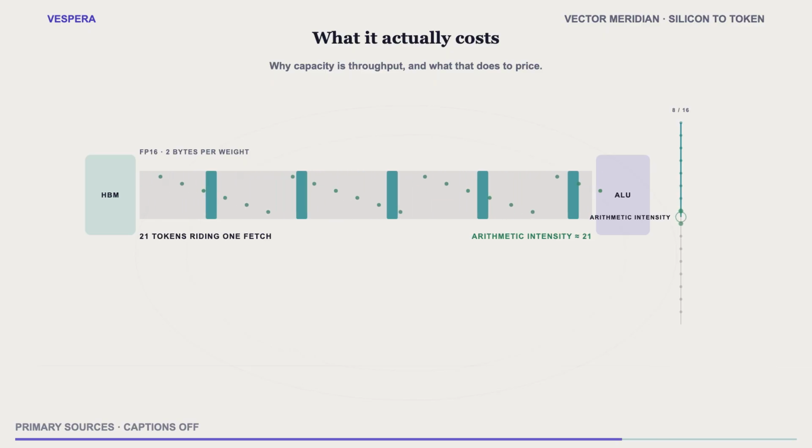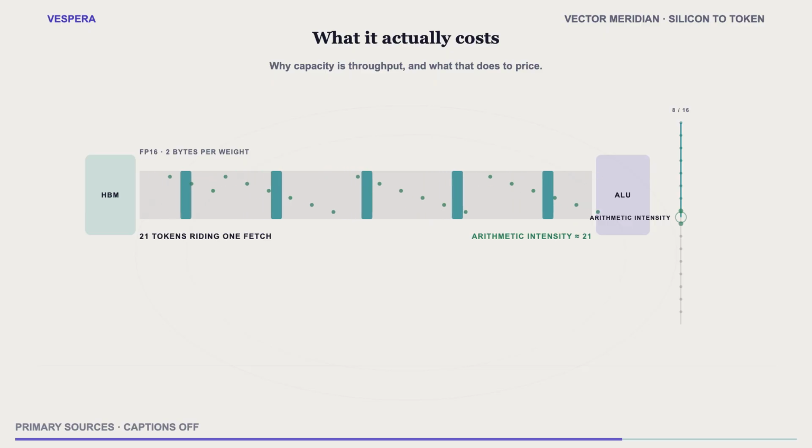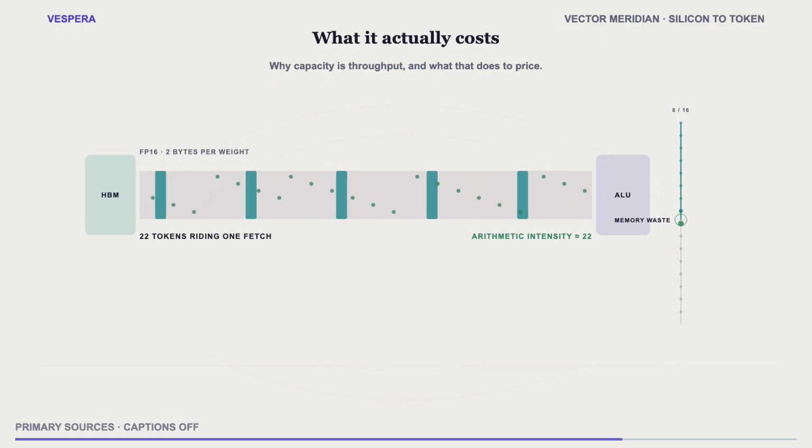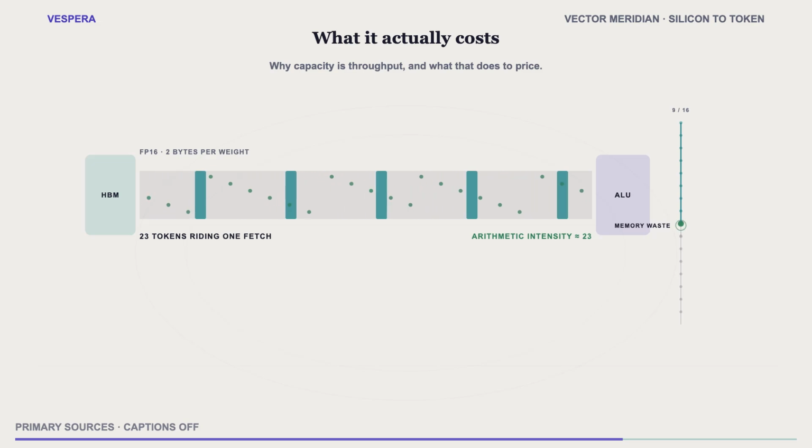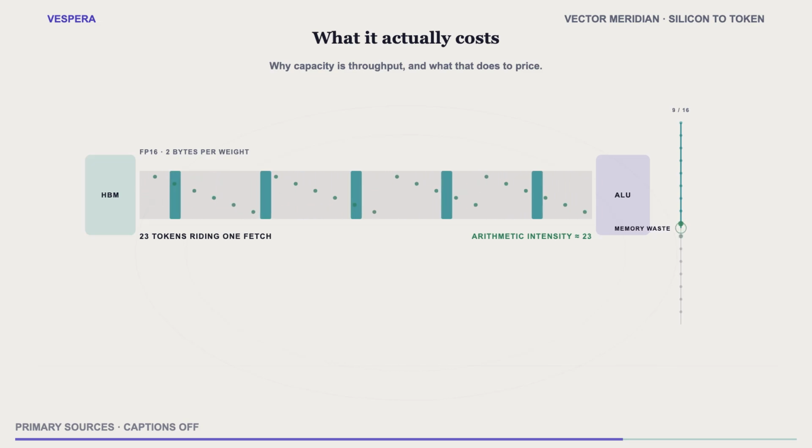This is why the same model is sold at different prices for different service levels and why the cheap tier is slower. It is not artificial segmentation. It is a genuinely different point on the roofline, and the vendor is passing on a real difference in utilization.